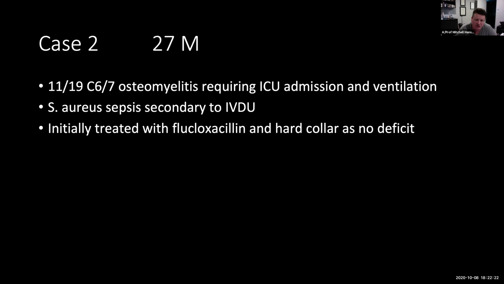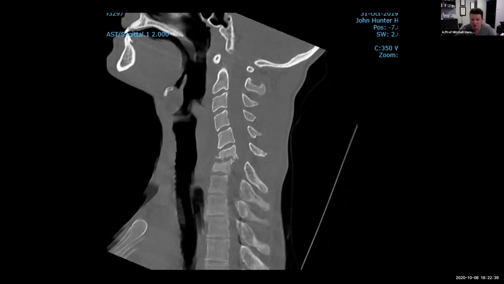He was initially treated, as he improved, with flucloxacillin when the sensitivities came back, and I elected to place him in a hard collar for treatment as he had no deficit, and this was his imaging. As you can see, he'd already developed some kyphosis, collapse within the disc space, and already some movement, translation there.